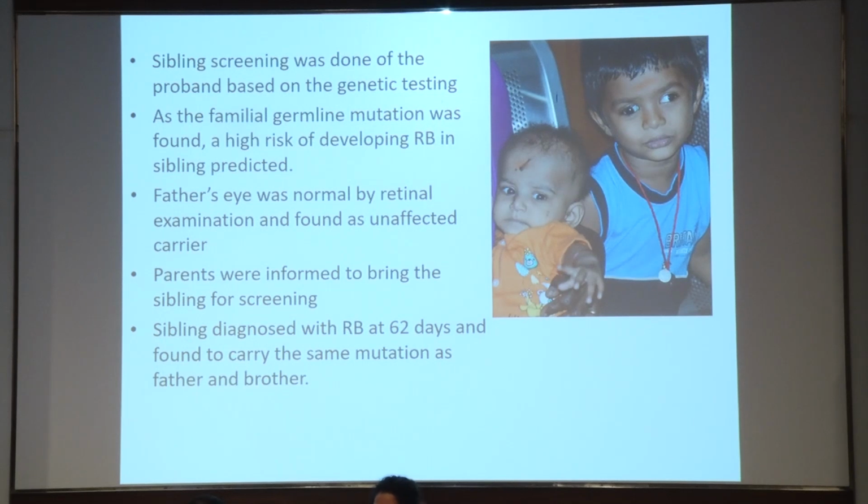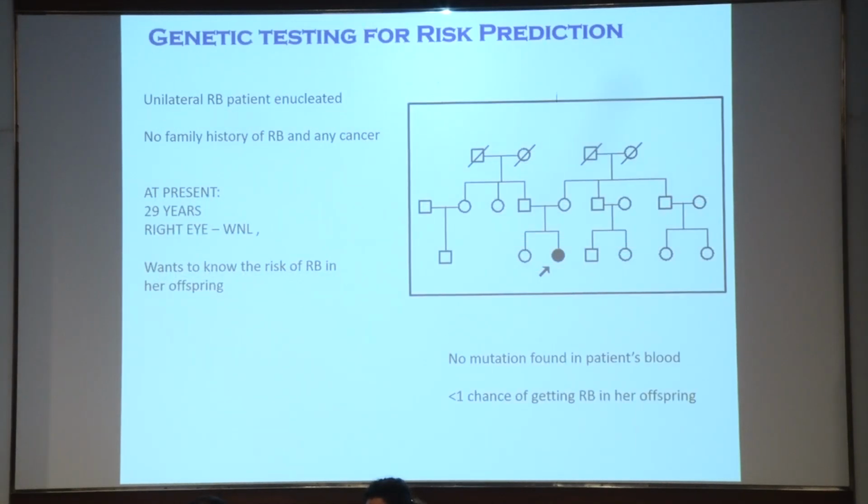So the next sibling was brought in very early, and we found that both the father and the children carried the same mutation. Why I am stressing early arrival is that when the child is brought in early, the treatment is easy and you can salvage not only the globe but also the vision.